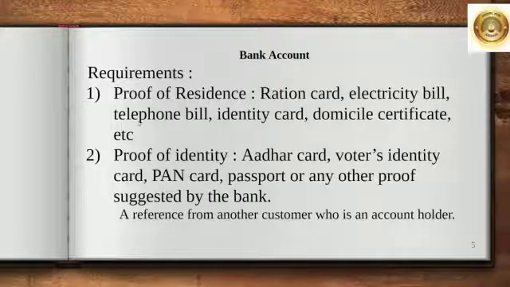First, the proof of residence. For this, you can use your ration card, your electricity bill, telephone bill, identity card, the domicile certificate, etc. Any one of these should be provided to the bank. The second thing that you need is your proof of identity. For this, you have to produce a copy of your Aadhaar card, voter's identity card, PAN card, passport, or any other proof suggested by the bank. Some banks also ask for a reference from another customer who is an account holder in the bank.